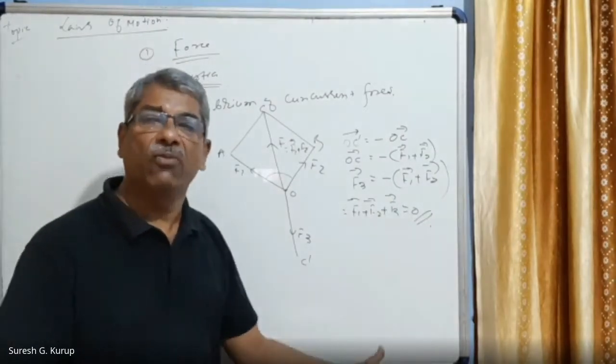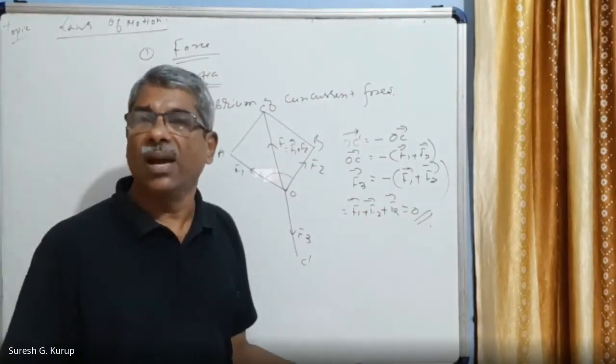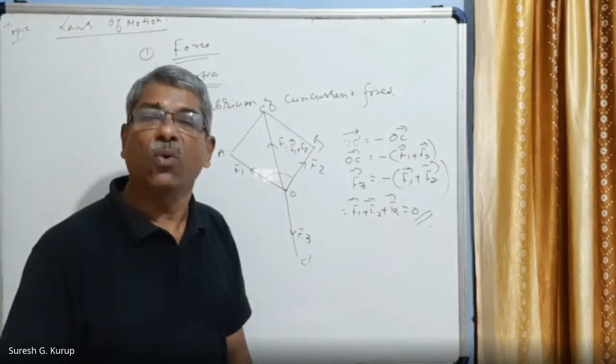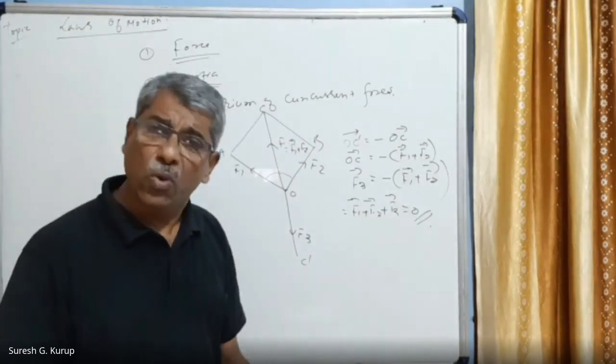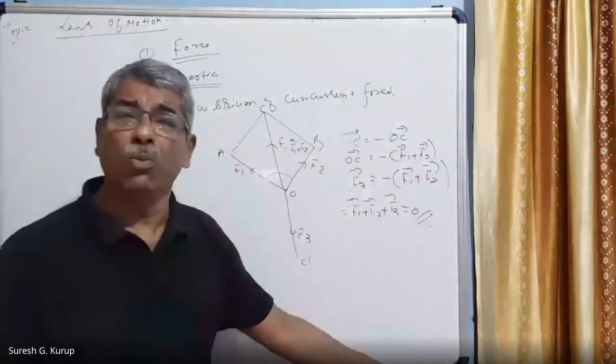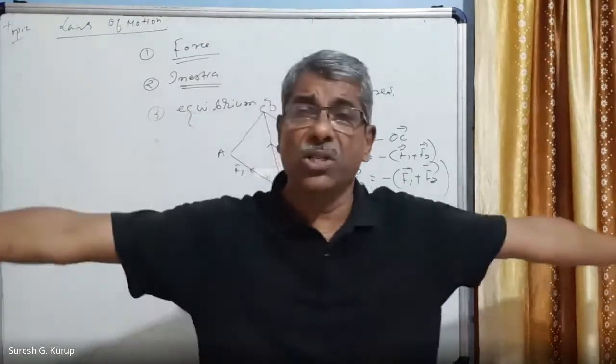When several forces are acting on a body and the body is not getting accelerated, the resultant force acting on the body is equal to 0. Then we can say that these forces are in equilibrium. Two forces also can be in equilibrium. So two forces are acting on a body and the body is not moving towards this side or towards this side. So it is still.